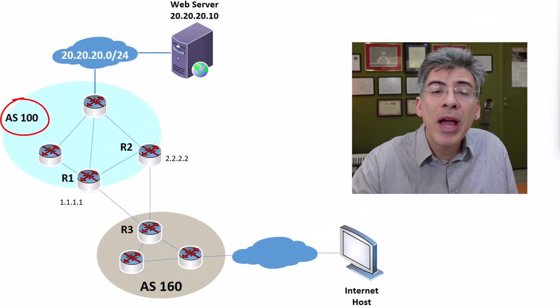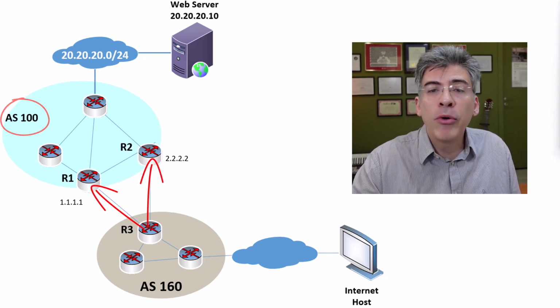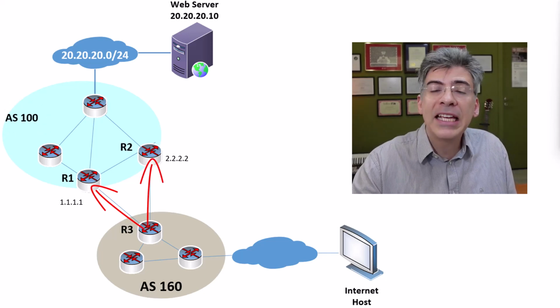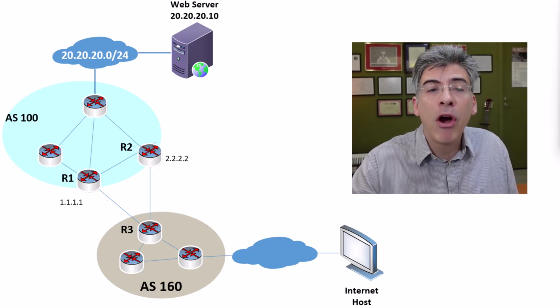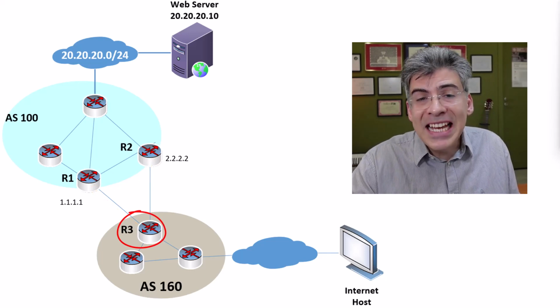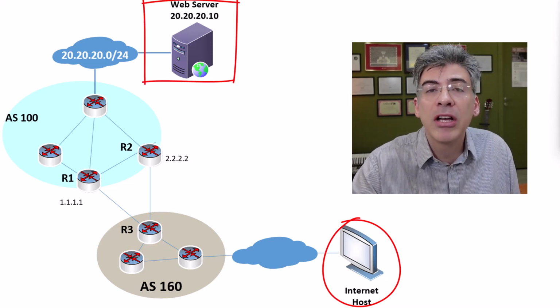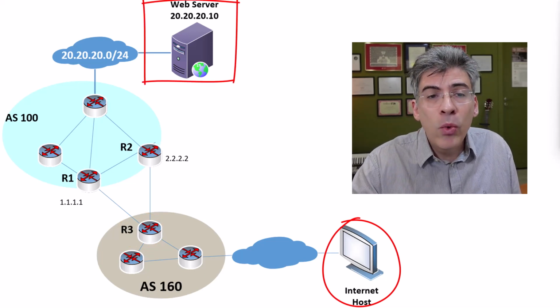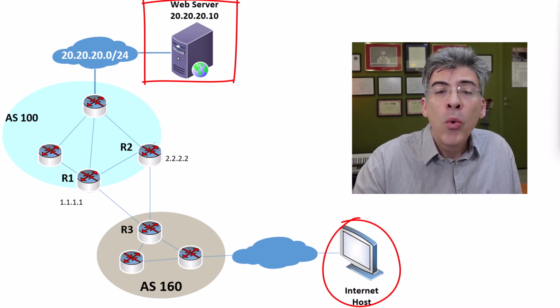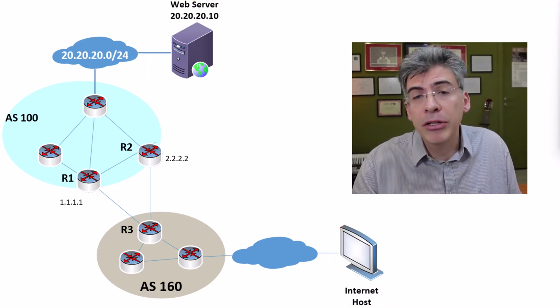AS100 here has two entry points, via R1 and via R2. Both R1 and R2 maintain an eBGP peering with R3 in AS160. Now, if this internet host attempts to reach the web server at 20.20.20.10, which path will it take? What routing has BGP established, via R1 or via R2?